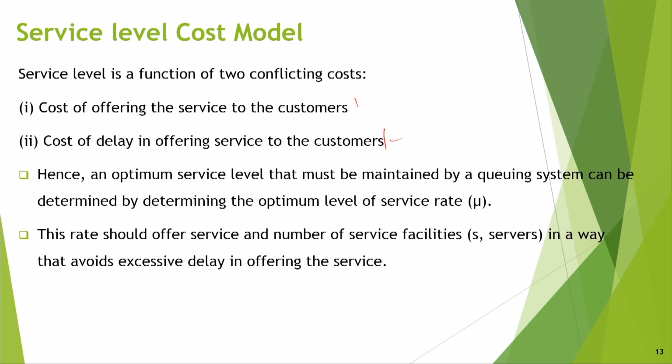can use the mathematics. Hence, an optimum service level that must be maintained by a queuing system can be determined by determining the optimum level of service rate. That means, how much should my service rate be. Basically, you can talk in terms of the service rate, and the number of service facilities.